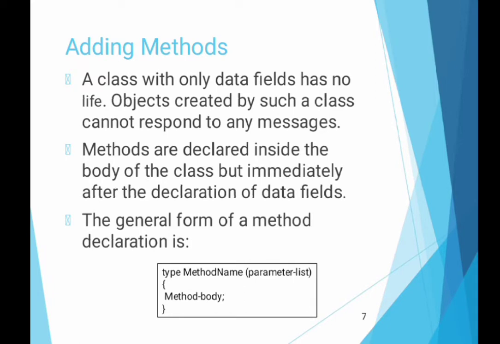Adding methods. How can we add a method? A class with only data fields has no life. Objects created by such a class cannot respond to any message. Methods are declared inside the body of the class, immediately after the declaration of data fields. The general form of method declaration is: type, that is data type, method name, parameter list in brackets, then the bracket opened, method body, and the bracket closed. This is the syntax for adding a method.